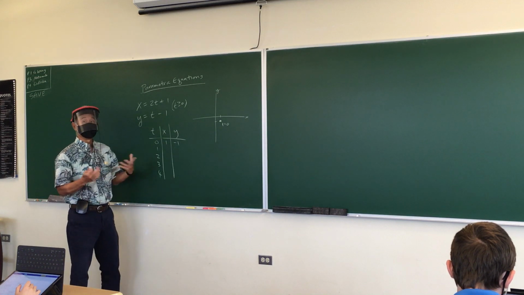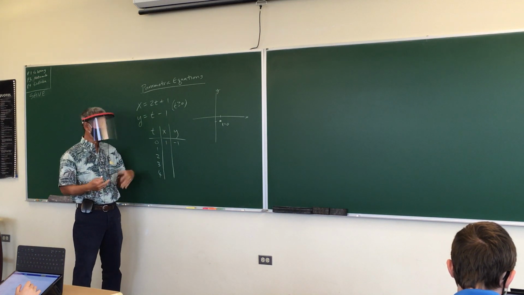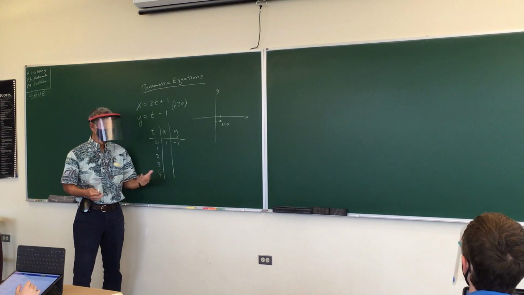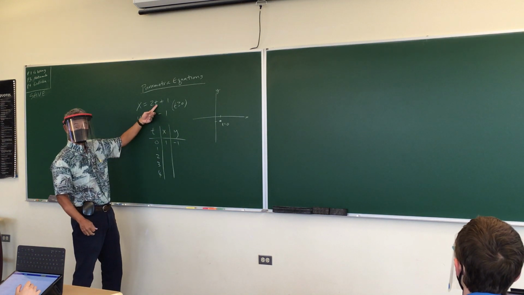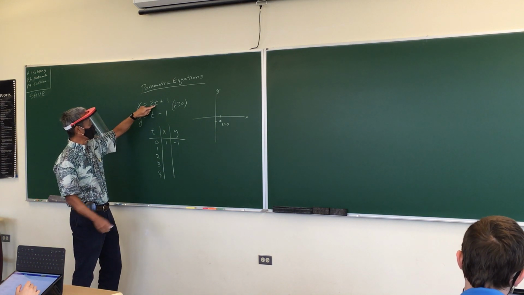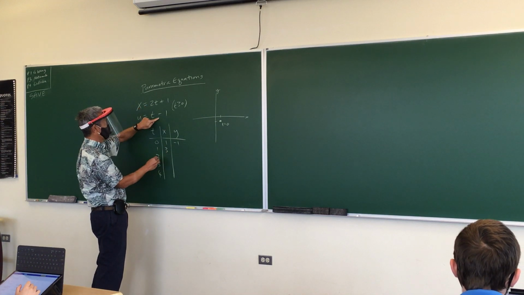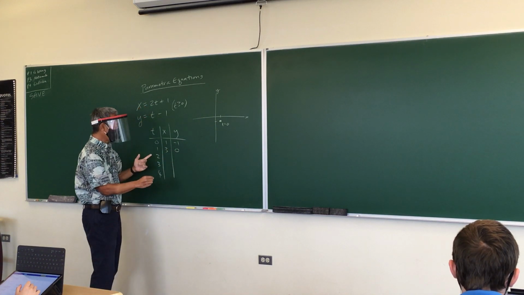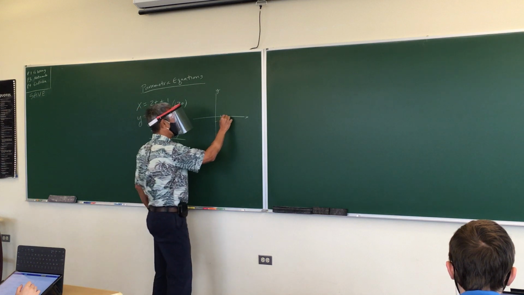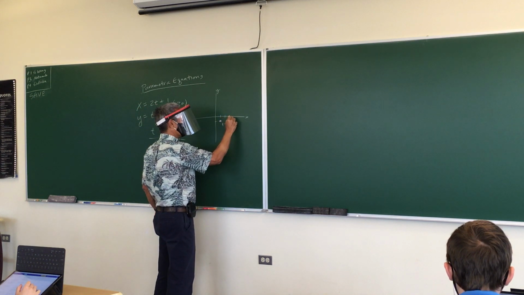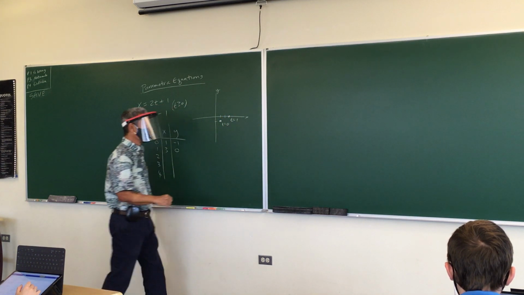Now, let's say t is measured in seconds. Where would the particle be 1 second later? Well, you simply plug in 1 for t here and here. What happens when you plug in 1? 3, plug in 1. So 1 second later, the particle is at the point (3, 0). So here is the particle 1 second later.